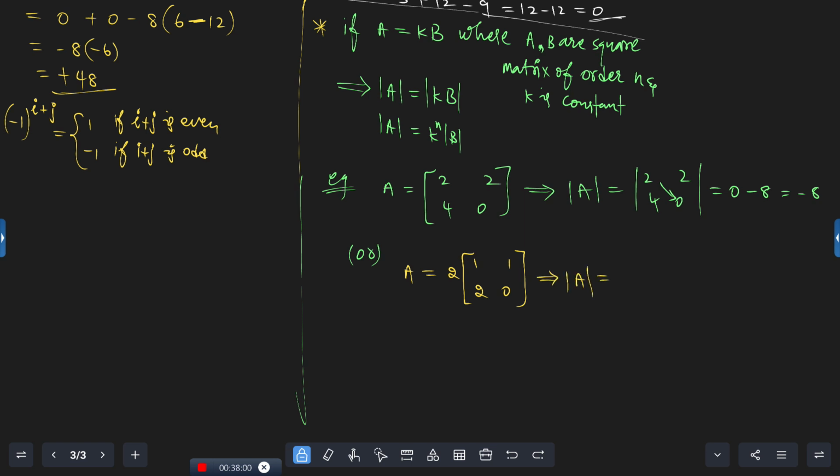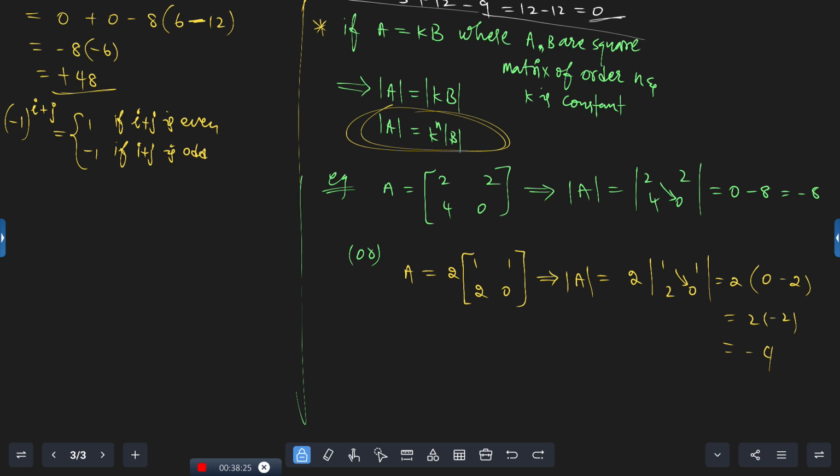Determinant of A is equal to 2 into the determinant of 1, 1, 2, 0. If you do it now, you will not get the answer. Listen, you will not get the answer. 2 into, if we multiply, 1 into 0, 0, minus 2 ones are 2. Are you getting minus 8? Wrong. That is why I gave this formula.